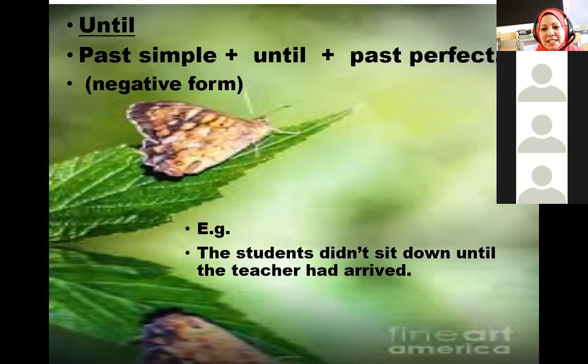Again, let's take another example. I didn't go home until I had bought some flowers for my mom. So until must be followed by the first action, which is in the past perfect, and before it must come the sentence in past simple, but in negative form. Remember, in negative form. Okay?